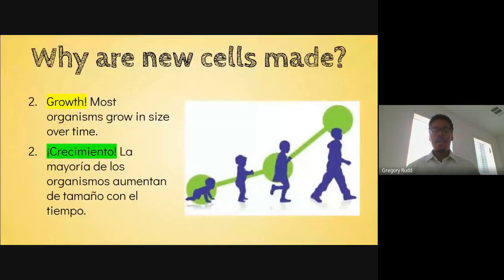Reason number two why new cells are made, growth. This was from Gabby. Gabby reminded us that organisms grow in size over time. While you are in utero, while humans are inside of their mothers, we grow very, very rapidly. As we get older, our growth slows down a little bit. The fastest growth happens earliest in life, but we continue to grow. In fact, most of you probably still have several years of growth.